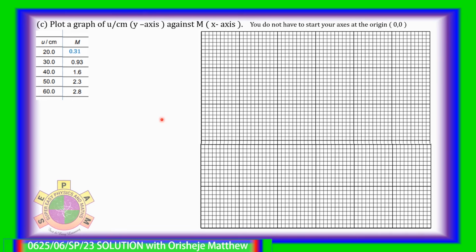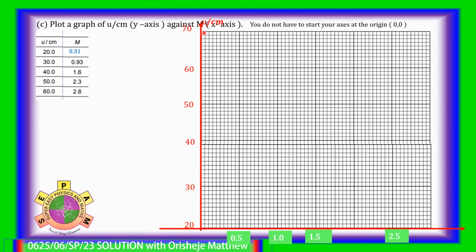So let's draw. The first thing, we have our value, the image distance, so it will be on the vertical axis. You label the axis, and then the horizontal will be m. For drawing this and labeling the axis, you have one mark. Then for putting your scale properly, that will give you one mark. So this and this, you have one mark, and one mark for scaling, so you have two marks already. So let's see. We plot those values, and then finally you get this.